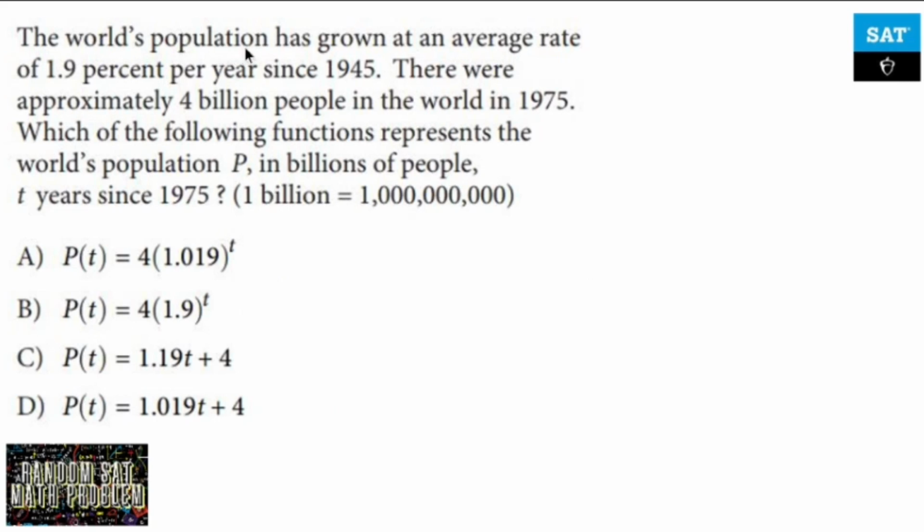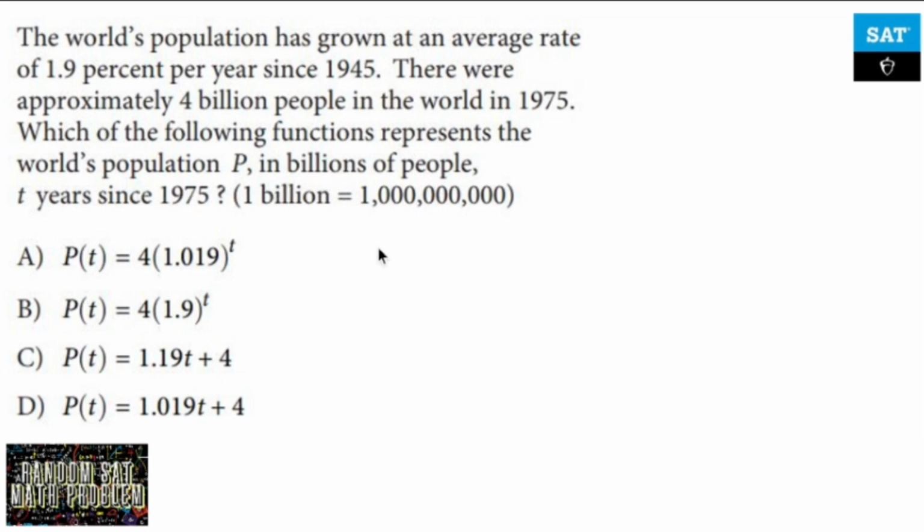The world's population has grown at an average rate of 1.9% per year since 1945. There were approximately 4 billion people in the world in 1975. Which of the following functions represents the world's population? P, in billions of people. t, years since 1975.